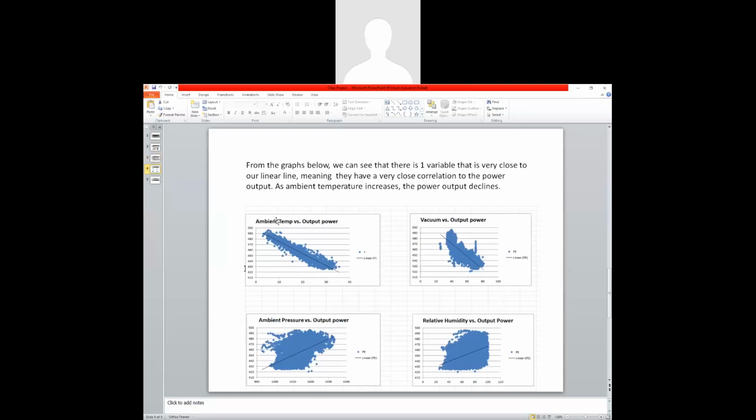As you see, the ambient temperature versus output power is directly correlated. And I also noticed that the vacuum is almost completely correlated with the output power. But we noticed that in both cases, as the ambient temperature increases, the power output declines, and the same with the vacuum. As vacuum increased, the power output declined. The other two features were all over the board, so I eliminated those visually.